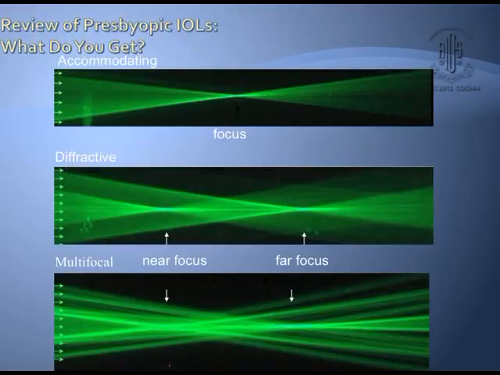This is how the focusing works in an accommodative lens. There is a clear focus, so there is no loss of contrast as compared to diffractive multifocal and refractive multifocal. You can see that there should be good contrast anyway.